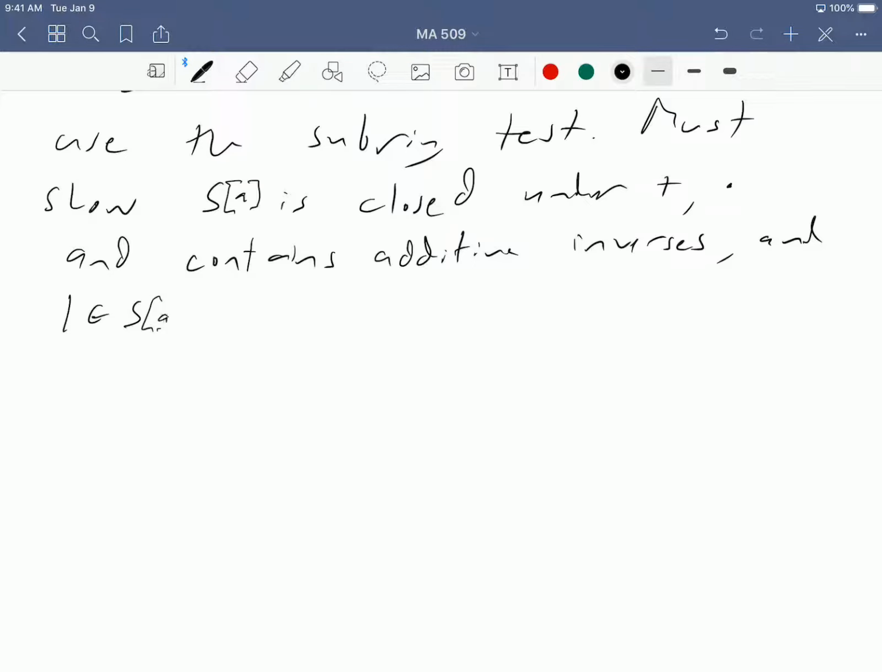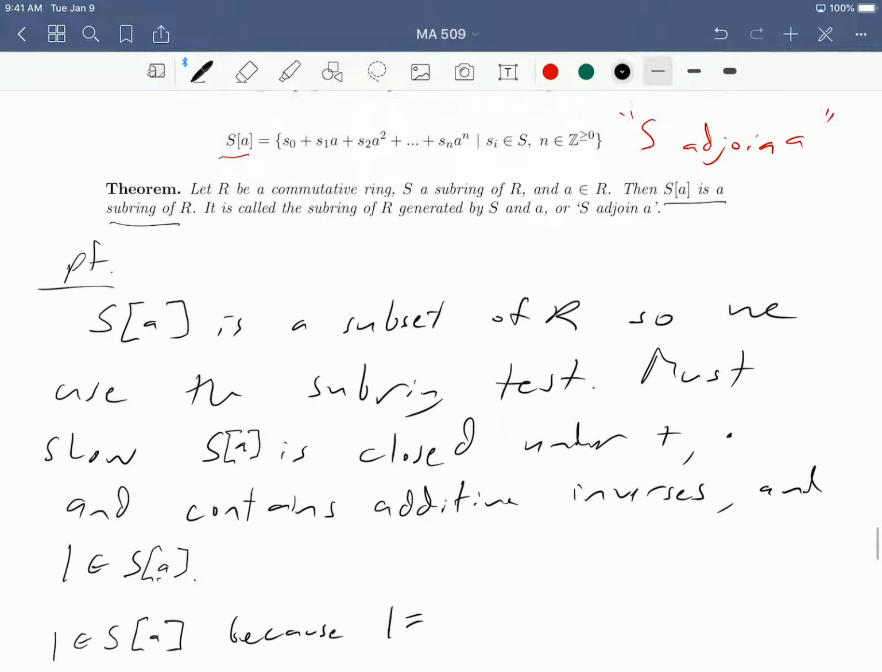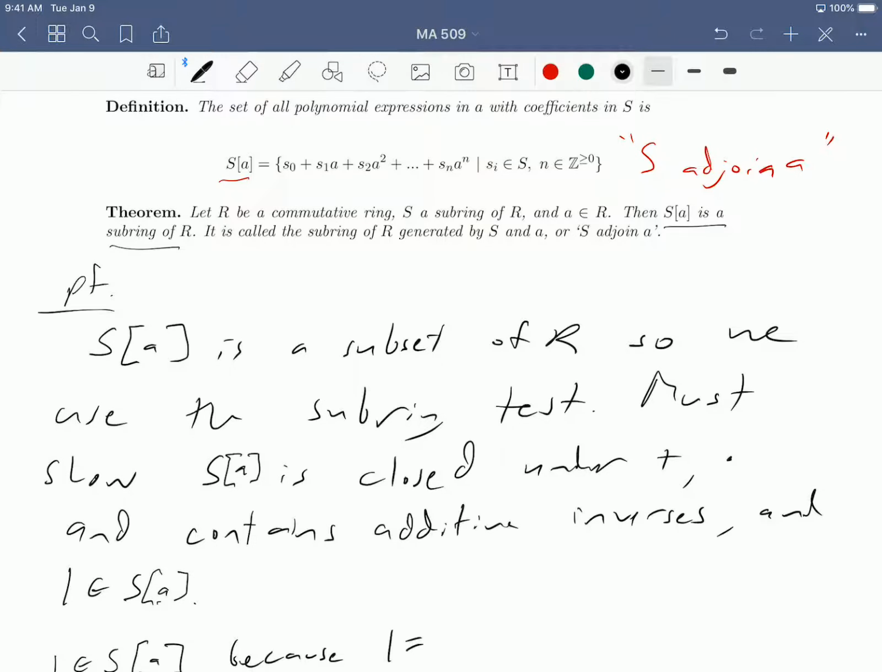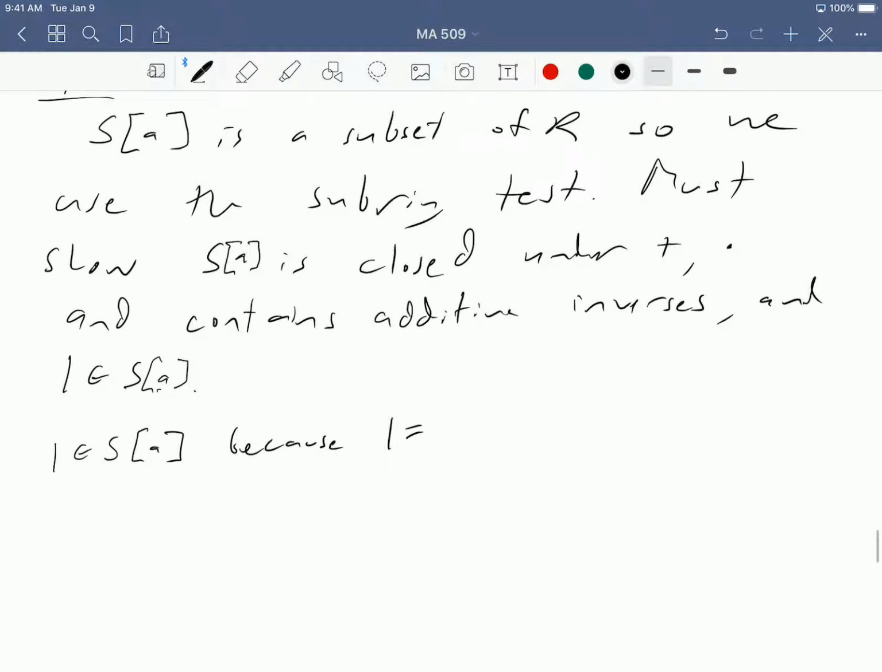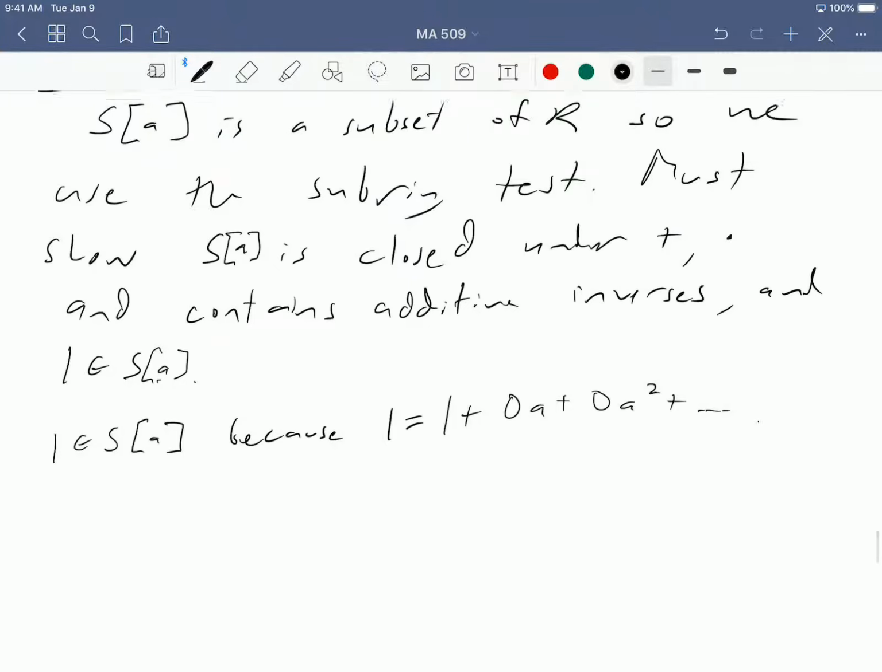And again, this is supposed to be 1 is in S adjoin A. So let's talk about that first. 1 is in S adjoin A because 1 is something that is written in the format of S adjoin A. So remember, S adjoin A was those polynomial expressions in A with coefficients in S. So 1 equals 1 plus 0 A's and 0 A squareds, dot dot dot. So 1 is in S adjoin A because it can be written in that form.